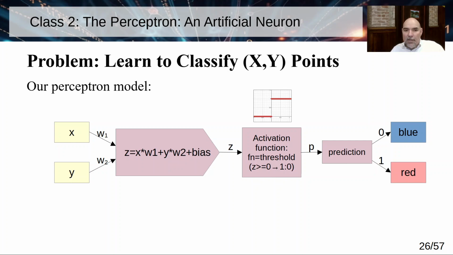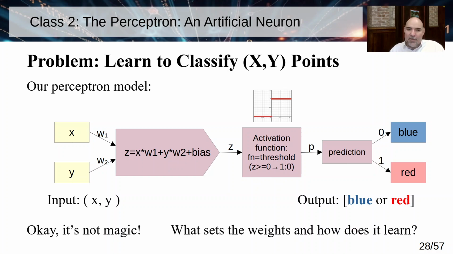Now, when it gets it wrong, we need some way to teach it that it was wrong. And when it gets it right, we need some way to teach it it was right. So in our case, our inputs are x and y, our outputs are either blue or red. And so the question here is, how does it learn? How do we train it? How do we teach it? And it's not magic. It actually turns out that if you look at that model, there are really only 3 knobs that we can tune to get this to do things. There's the weights, w1, w2, and then there's the bias.